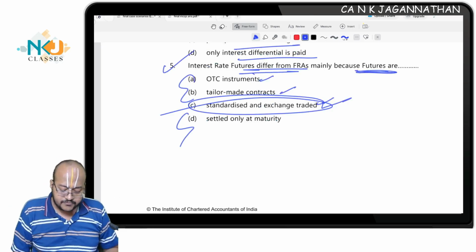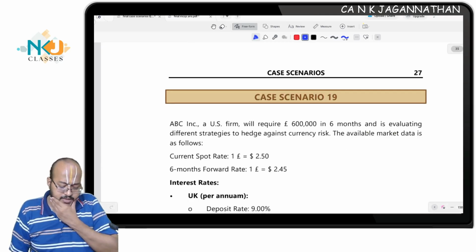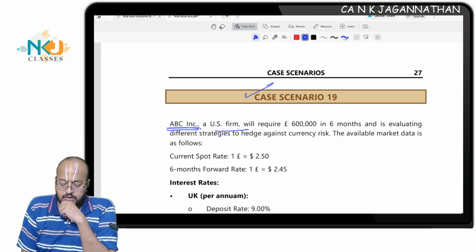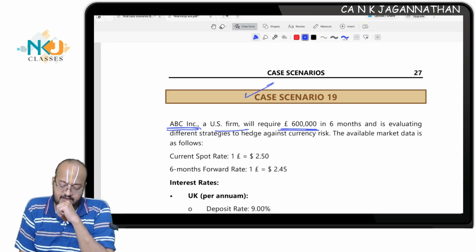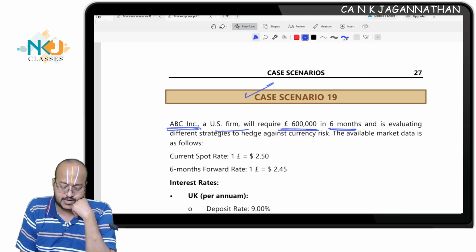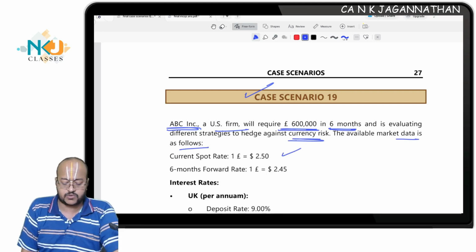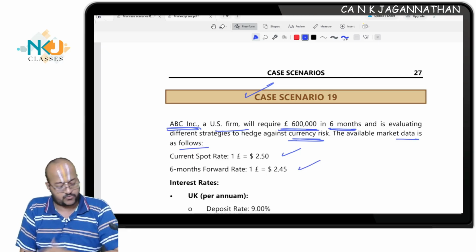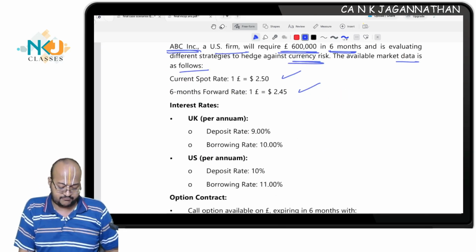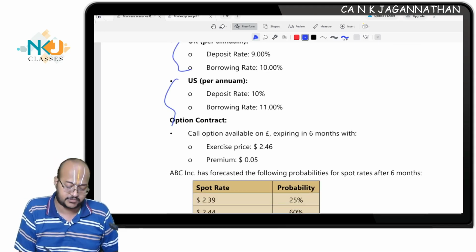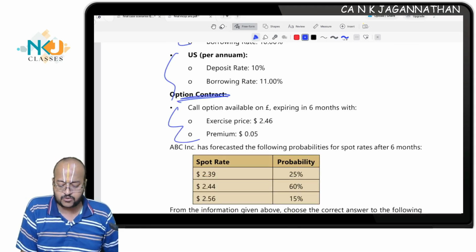Now next to take up question, scenario number 19. ABC Incorporation, a US firm, will require 6 lakh pounds in 6 months and is evaluating different strategies to hedge against currency risk. The available market data is as follows. Current spot price, 1 pound is equal to $2.5. 6 months forward rate given, 1 pound is equal to $2.45. Now UK interest rate given, US interest rate given; typically money market hedge and other aspects will be tested, I think. Option contract is available.